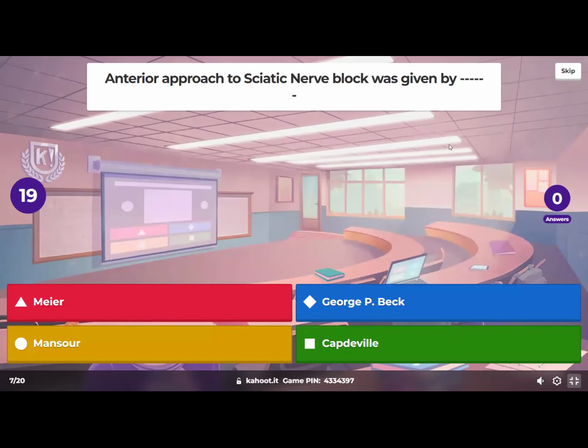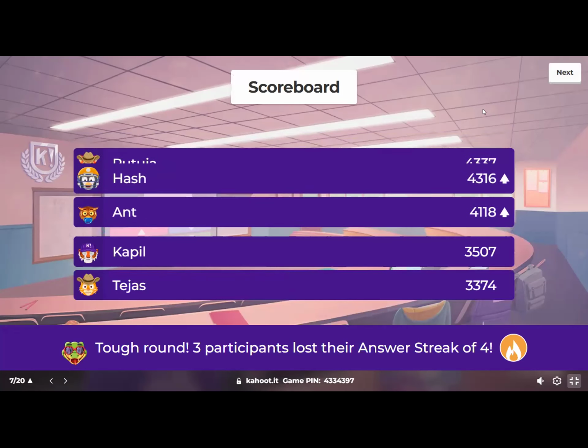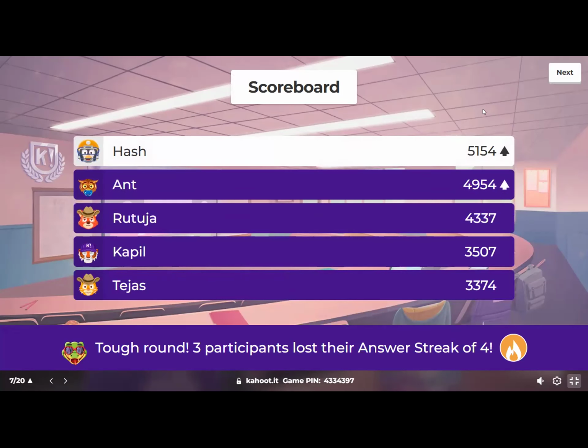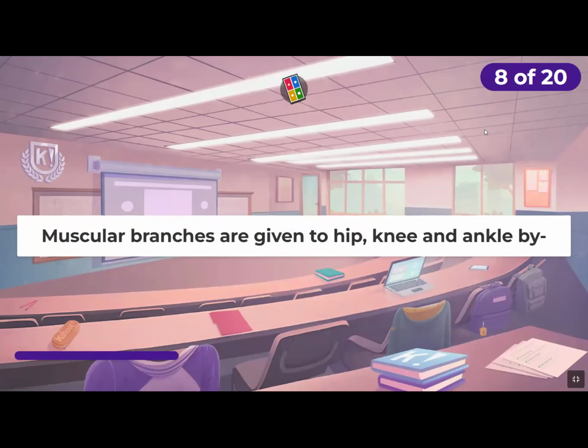Anterior approach to sciatic nerve was given by... One more. Yes, it was given by George P. Beck. So Hash is again leading. Ant is back. I don't know which Ant.